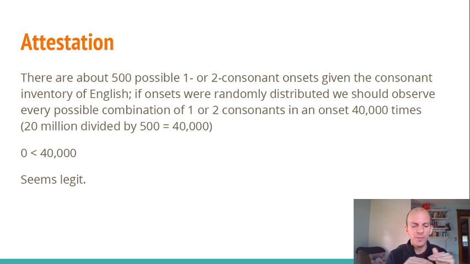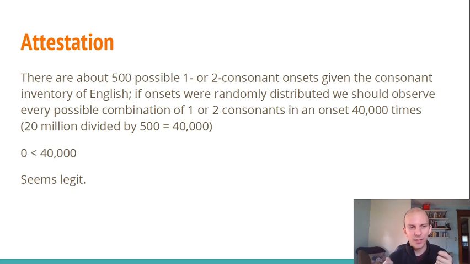But were they to be evenly distributed, where we see each onset the same number of times, we would expect to see an onset about 40,000 times. 20 million, right, divided by the 500 possibilities is 40,000. So we expect to see each combination, each onset, 40,000 times. We've looked for one specific onset, this BT, and found it 0 times.